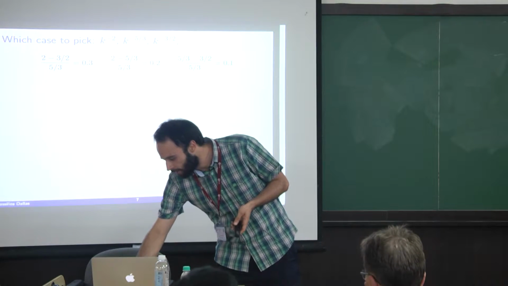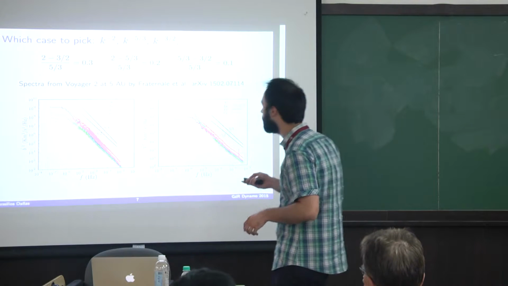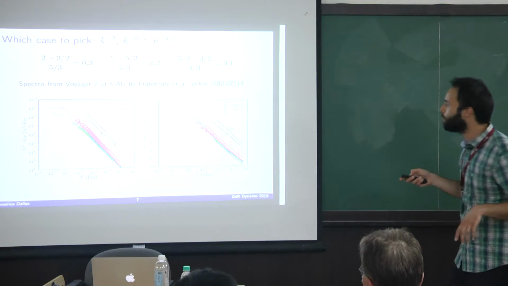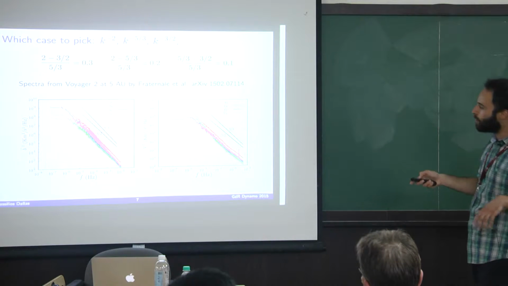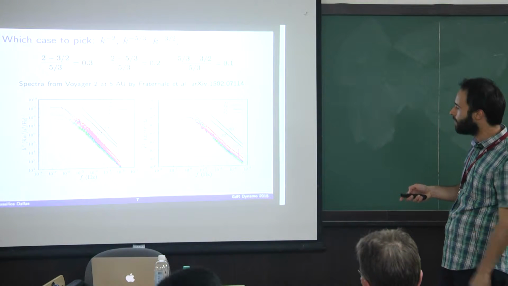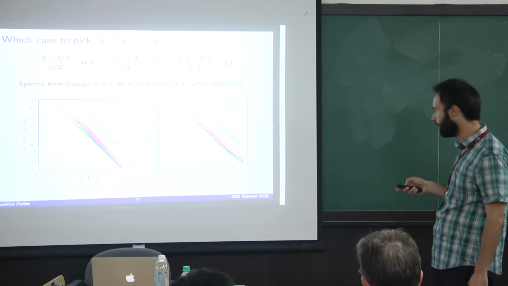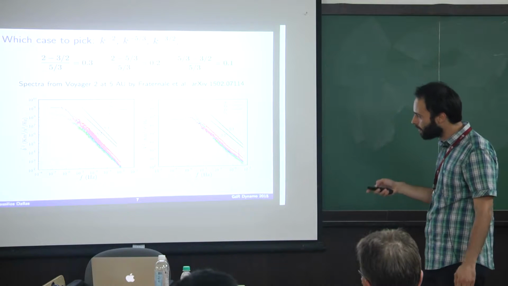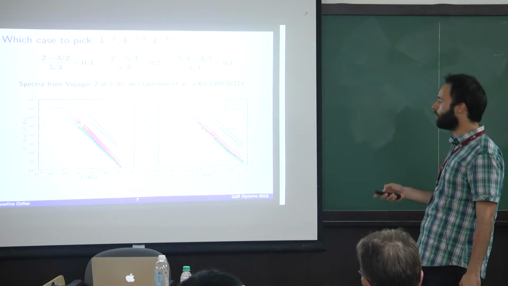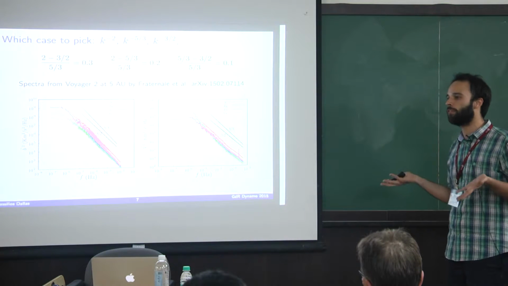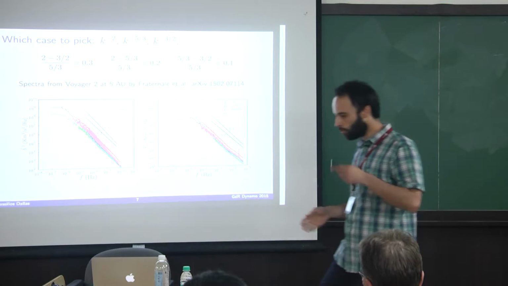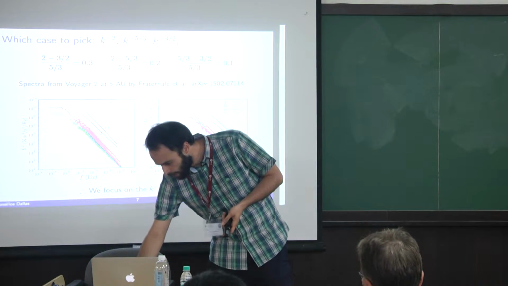And a striking result is given by the spectra that were measured from Voyager 2 at 5 astronomical units. Here they show the magnetic energy spectrum and the kinetic energy spectrum. You can see that the spectra span almost 4 decades in order of magnitude. And really, you cannot distinguish between 5/3 and 3/2. So we focus on the -2.